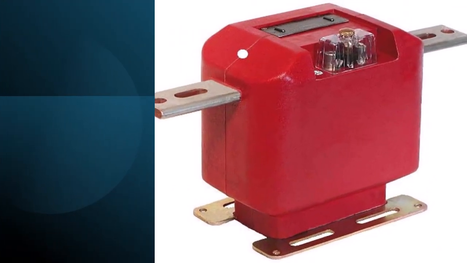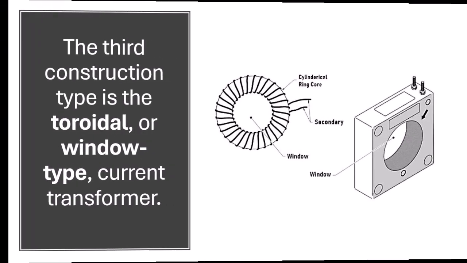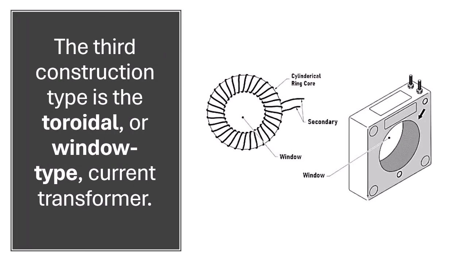In contrast, the bar-type current transformer simplifies the primary winding significantly. Here, the primary conductor itself is a solid bar passing through the core. The secondary winding is then wound around this primary bar. This robust design is particularly well suited for applications involving high currents, where a solid conductor minimizes losses and can withstand significant electromagnetic forces.